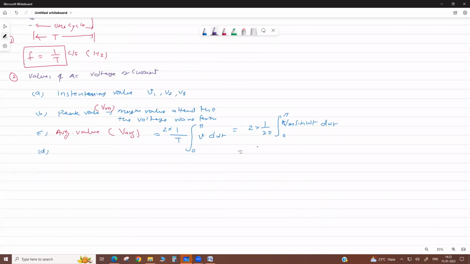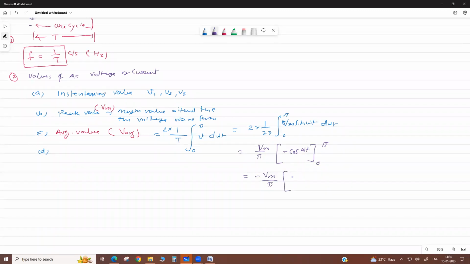My dear, this 2 cancels, it is 1 by pi. And you know Vm is constant, it comes outside. Then the integral of sin omega t is minus cos omega t. Okay. Then you put the limit. So it is minus Vm by pi, because this minus we take outside.